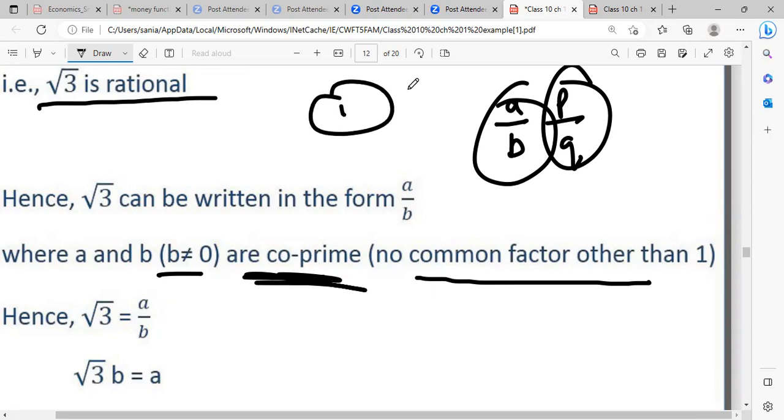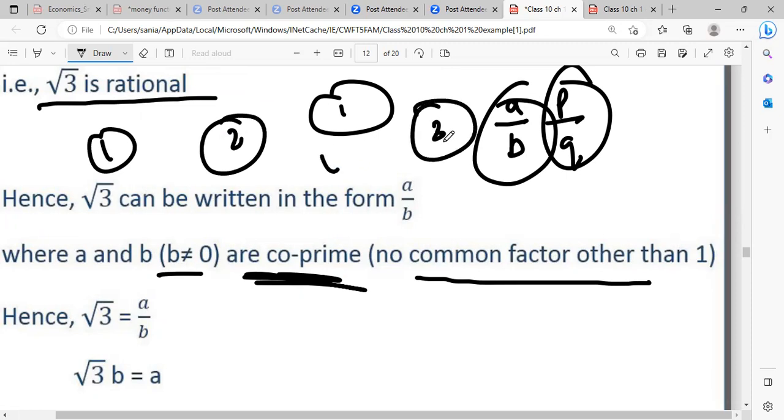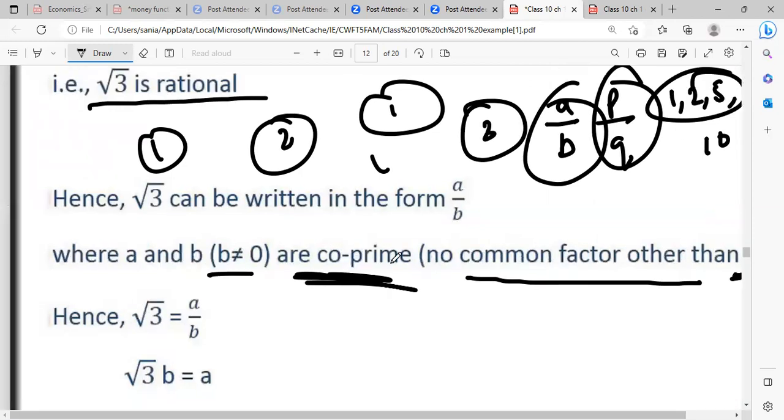Prime means that, for example, this 2 comes in 1 table and in 2 tables, that's it. Similarly 3 comes in 1 table and in 3 tables, right? They don't have any other factor other than 1, right? But for example 10 comes in 1 table, in 2's table, in 5's table. So other than 1 they have other factors as well, as well as in 10's table. So this is not co-prime. But co-prime numbers are basically the ones that will come in their own table as well as in the 1 table.